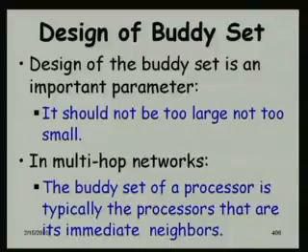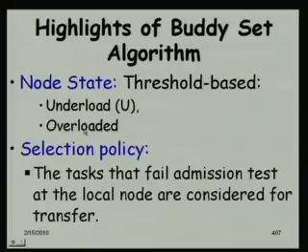So, this is an algorithm which is much more efficient, with less overhead, but the kind of solution obtained by the buddy set algorithm may not be as good as that by the focused addressing and bidding algorithm. The highlight of this algorithm is that the node state is threshold based. It does not have to keep exact utilization values; only the overloaded and underloaded status is maintained.